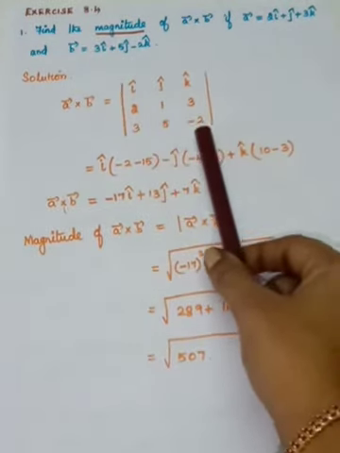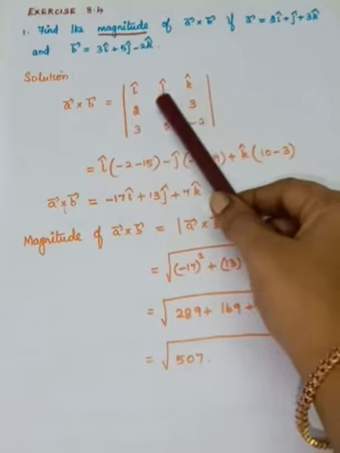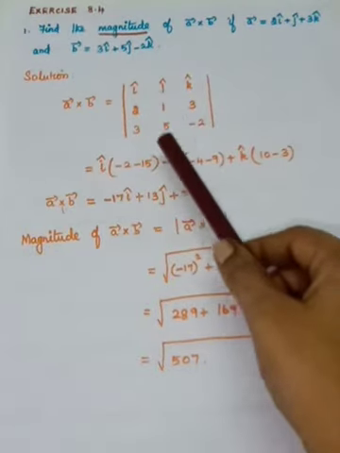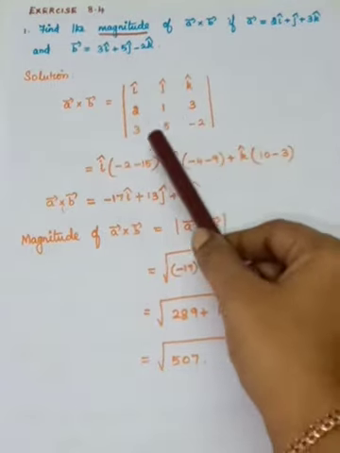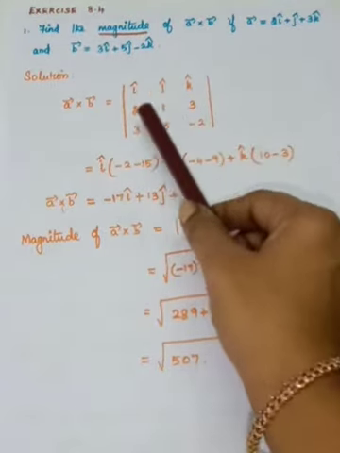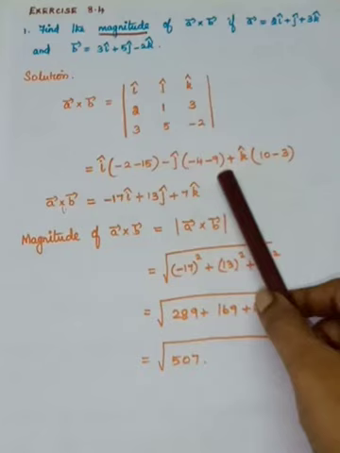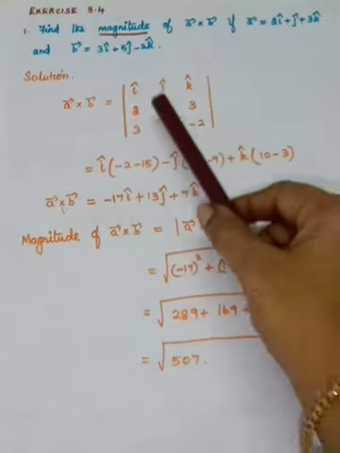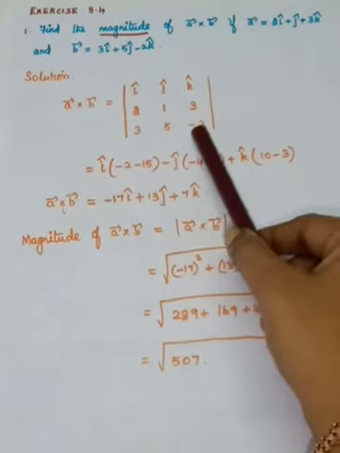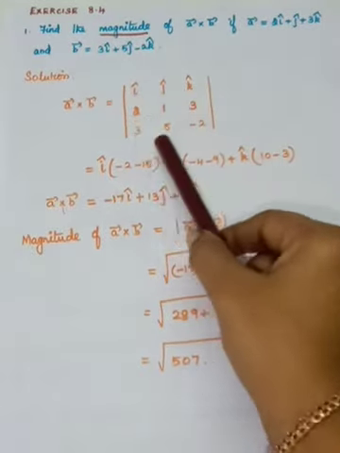When you go to the second element of R1, you have to change the sign. So it is minus j cap. Delete the first row and the second column. 2 into minus 2 is minus 4. In between you have to write minus. 3 threes are 9. Plus k cap into, delete the first row and the third column. So you will get this determinant. So it is 2 into 5 is 10. In between you have to write minus. 3 into 1 is 3.